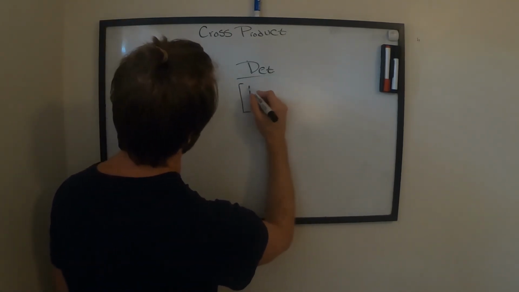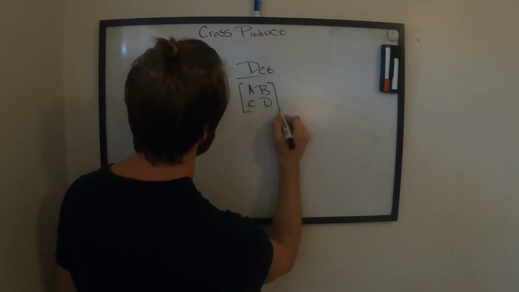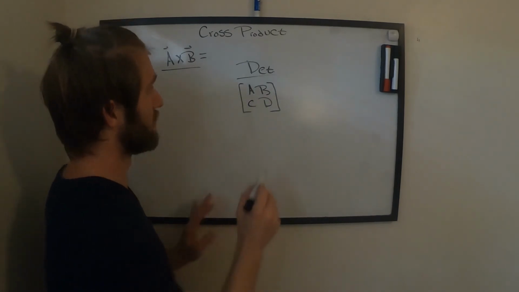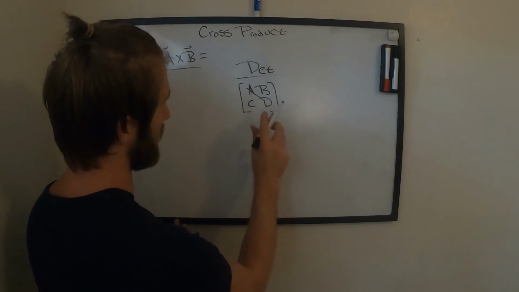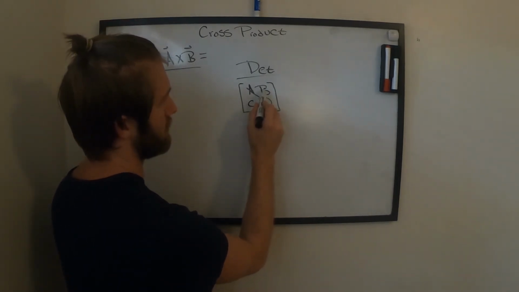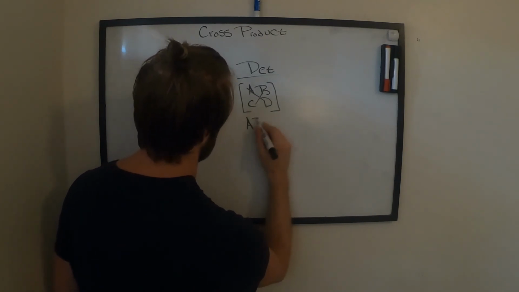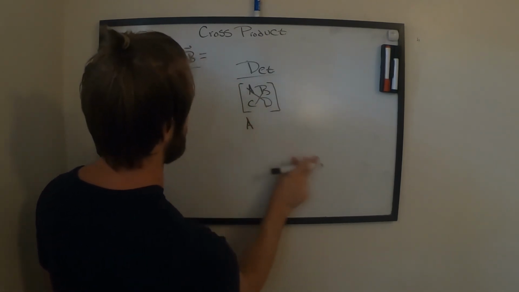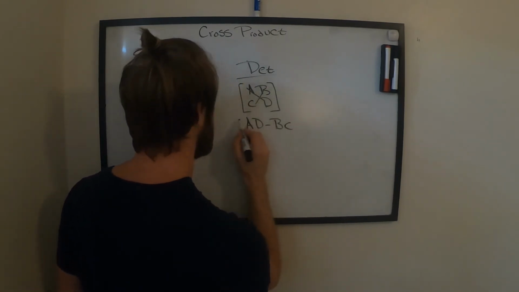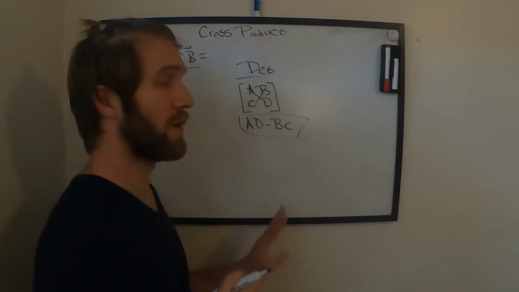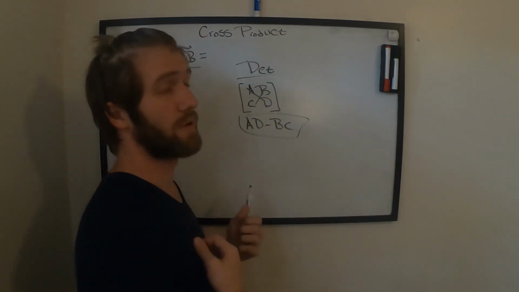The determinant is A, B, C, and D here. Now what we want to do is multiply these two together diagonally. So A and D, subtracted from the product of B and C. So that's going to be AD minus BC. And that is the determinant. So this is what we're going to use for developing our cross product here.